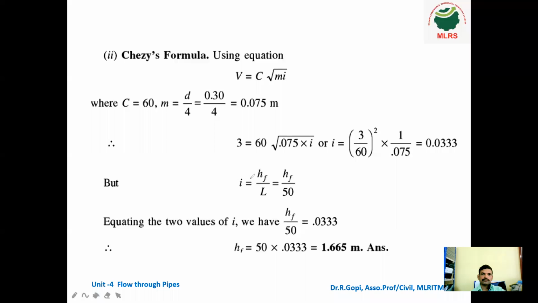So using the i formula, i is hf by L. We need only hf, our aim is to find out hf. So multiply i into L. L is 50, this is also given in the question. So i is 0.0333. So hf is equal to 50 into 0.0333. So finally we got the answer 1.665.